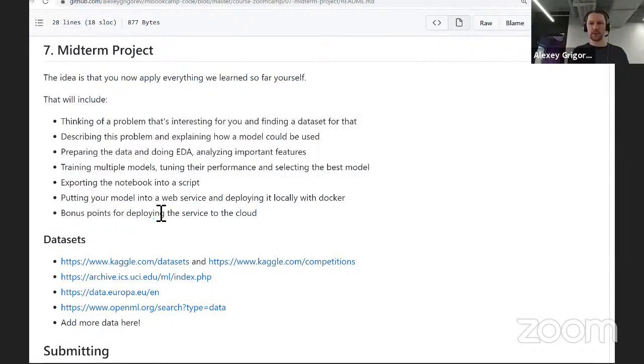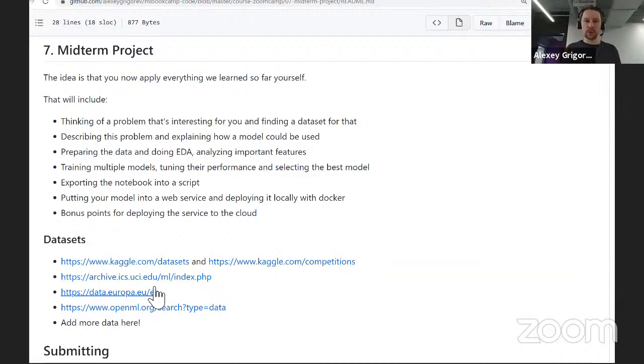First, you need to think about a problem you want to solve. If you don't know what you want to solve, you can get some inspiration from the data sets. You will need to find a problem yourself. This should be a regression or classification problem. On Kaggle, for example, you can see what the regression and classification problems are. There are other good websites, so you can check there. And you find the data set there.